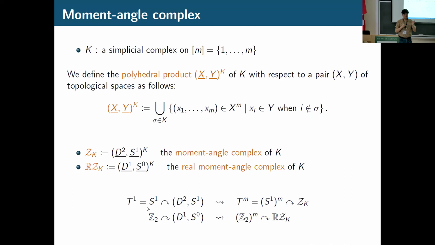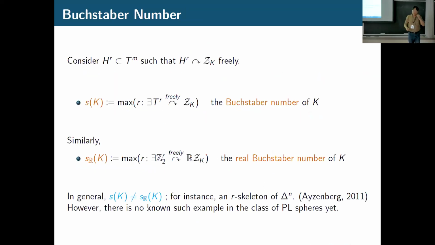There is a canonical circle action on D^2 by rotation, and a canonical Z_2 action on D^1 by reflection. These actions induce the canonical m-dimensional torus action on the moment-angle complex and the canonical (Z_2)^m action on the real moment-angle complex. We are particularly interested in the subtori which act on the moment-angle complex freely.